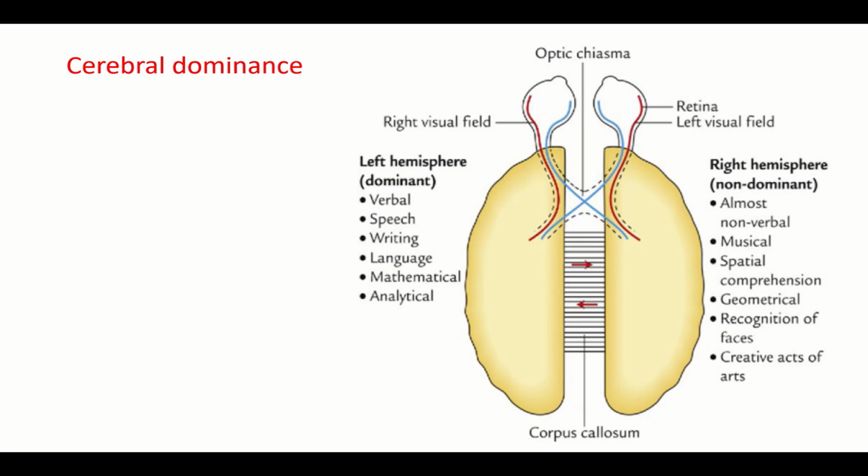And see, there is individualization of some functional aspects to each hemisphere. If you see the left hemisphere, it is mainly concerned with verbal speech, writing, language, mathematical calculation, and analytics, whereas the right hemisphere is almost non-verbal. It is musical, spatial comprehension, geometrical, recognition of faces, and creative acts of art.